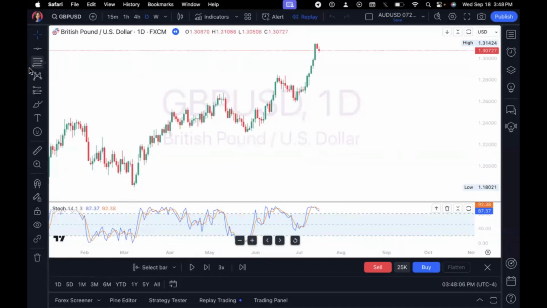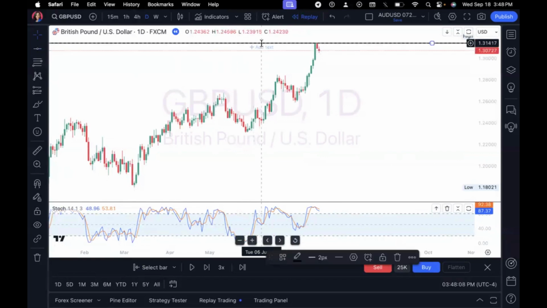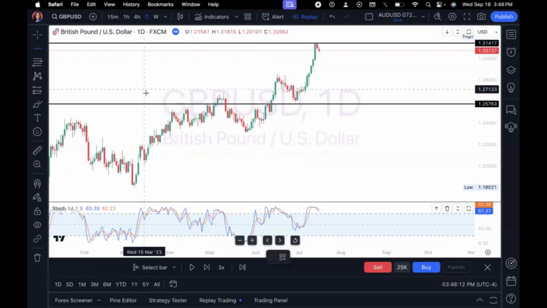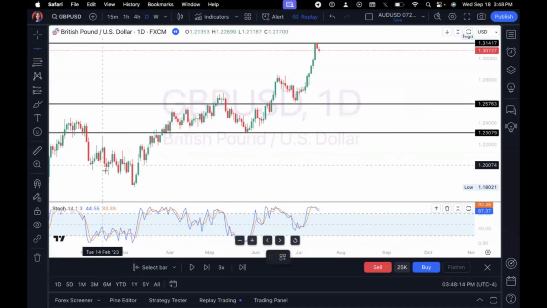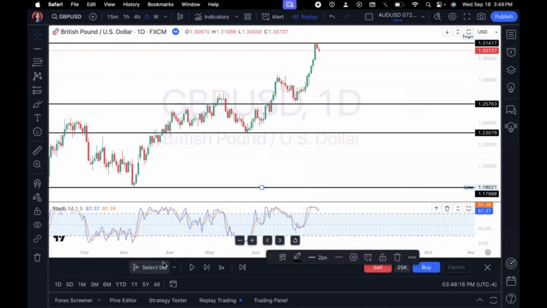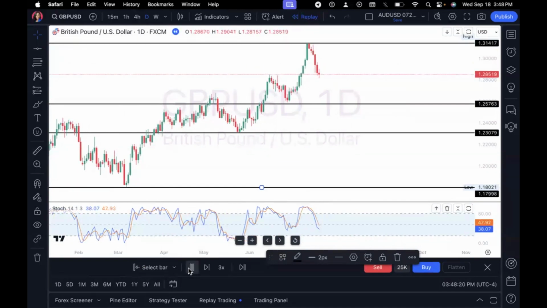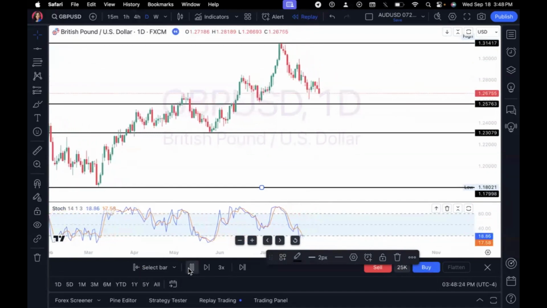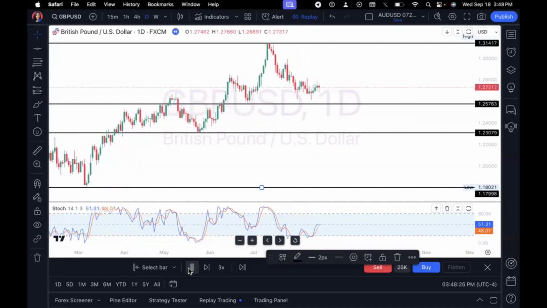So let's just go ahead and hit play. Let's put our horizontal lines on. We have our swing high, and we should pretty much touch all of these black lines here, getting back down to the swing low. So let's just go ahead and see what happens, right? We see that the market is coming down. We see that the market is continuing to sell.